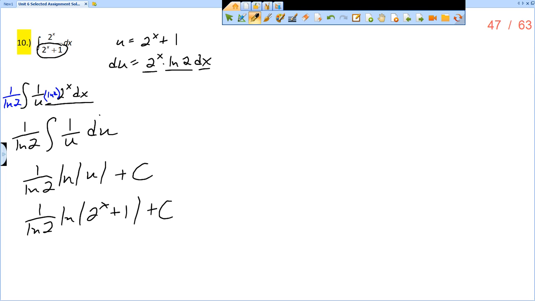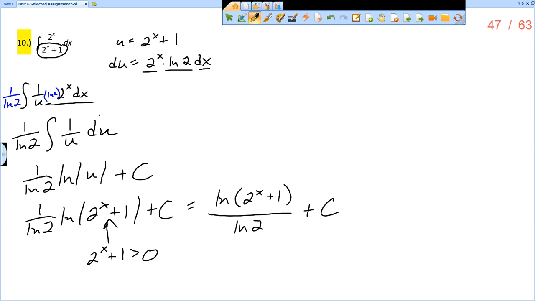Now, this looks good, but you'll notice on the answer sheet there is not an absolute value around 2 to the x plus 1. Why? Well, 2 to the x plus 1 is always greater than 0. It's always positive, and so the absolute value is unnecessary. It's redundant. So I actually just have the natural log of 2 to the x plus 1 with no absolute value. And then, of course, the 1 over natural log 2, or divided by the natural log of 2, and then, of course, the plus c.